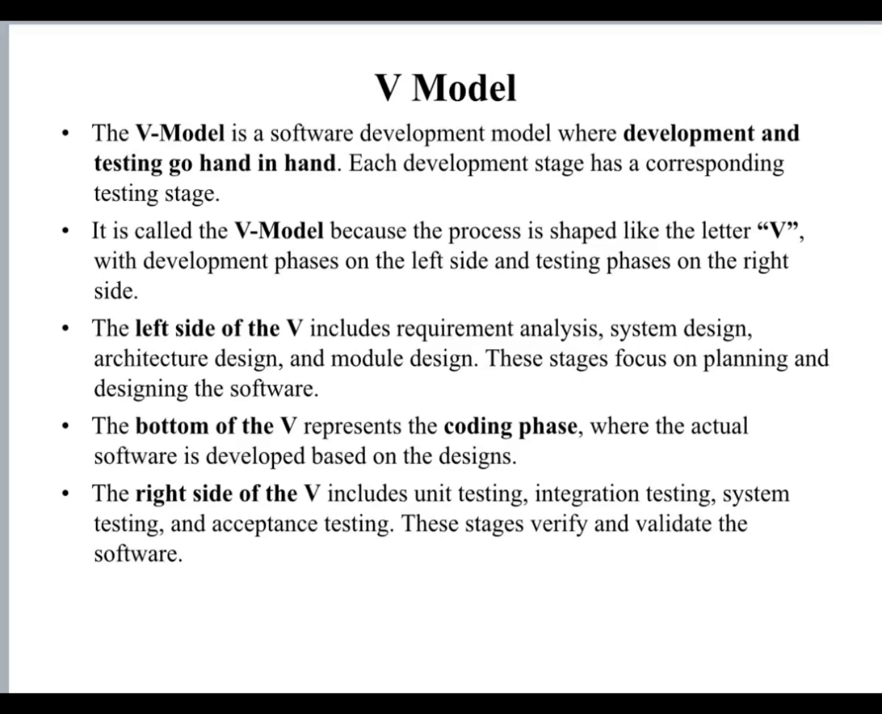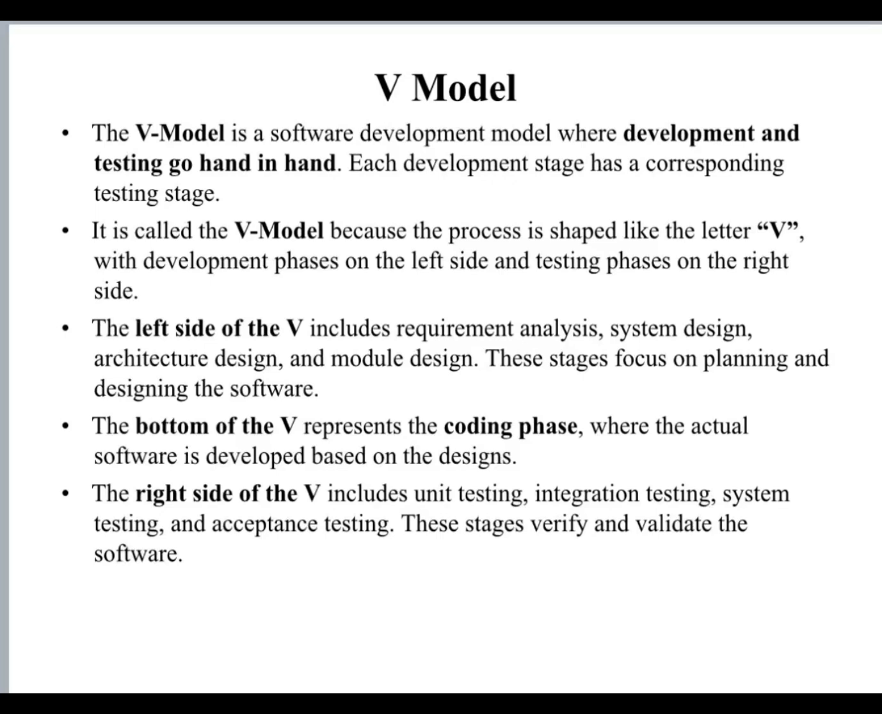Once planning and designing are completed, the development reaches the bottom of the V where coding takes place, the stage where programmers convert the design into actual working software using programming languages and tools. After coding, the testing phases begin. Individual parts of the software are tested first, then the combined parts are tested together, followed by testing the complete system. Finally, acceptance testing is done to ensure that the software satisfies user expectations and requirements.